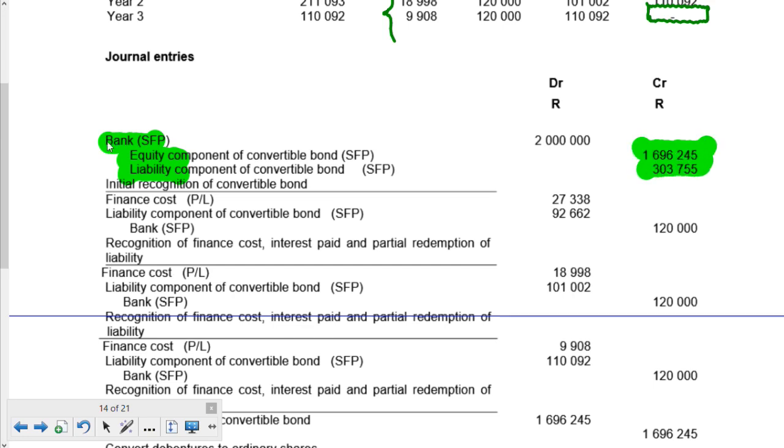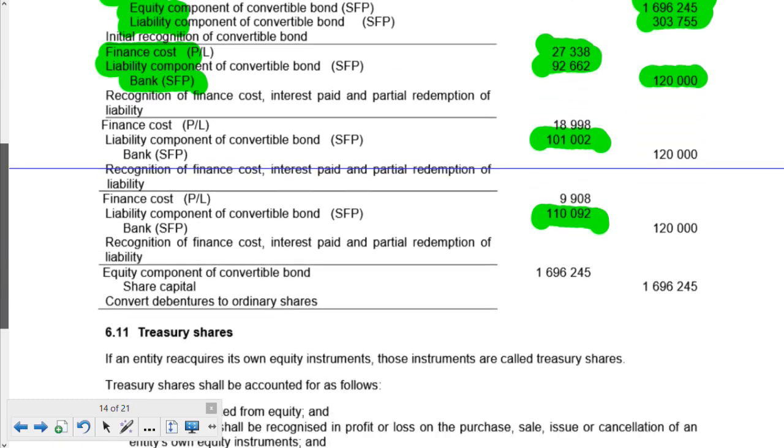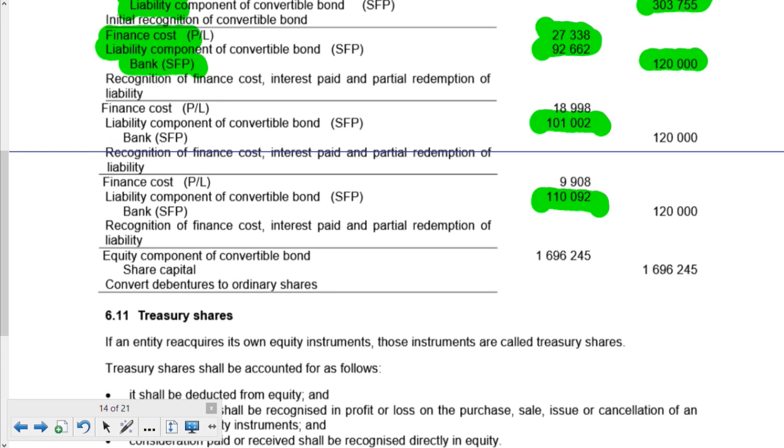And now when I do my entry for bank and interest, here's bank and interest. The other side is a debit because interest is tiny compared to the 120. So the other side has to be a debit to balance it. And so I start with a credit, 303,755, and I debit, and I debit, and I debit, and it disappears. In fact, it disappears by a rand more, it looks like. And then at the end, I've got nothing left in liability. So when I issue the shares, it comes out of the equity component and goes to share capital.